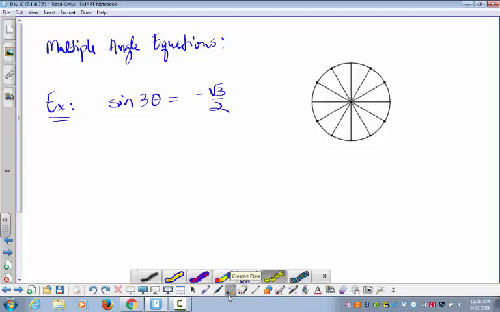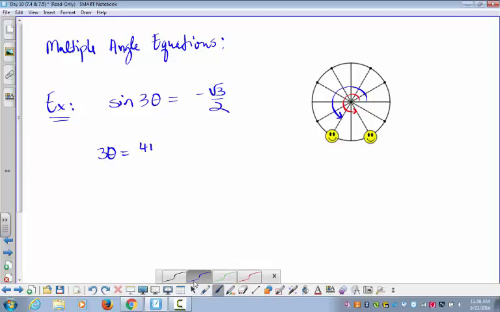So we're going to jump to our unit circle. We're going to do what we normally do. We want the sine value to be negative root 3 over 2, so we would be down there. So here's the part that's different. When we look at our two groups of solutions, we will say the following. Instead of theta equals 4 pi over 3, we have to say 3 theta is equal to 4 pi over 3 plus 2 pi times k. So that's our group of solutions for 3 theta.